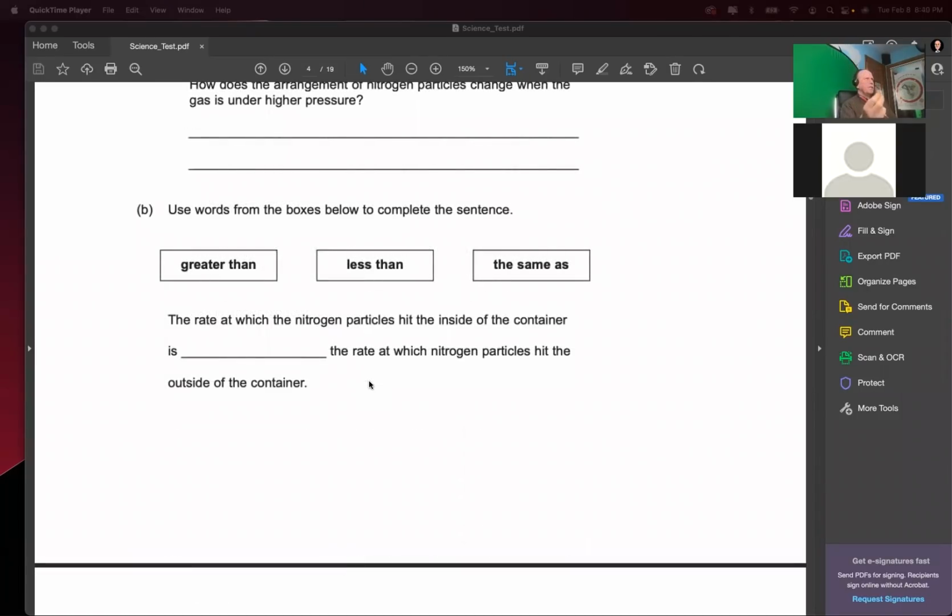The nitrogen in the container hitting the inside of the container is related to the nitrogen outside in the atmosphere hitting the outside of the container in what way? I think I would choose greater than here. Greater than.